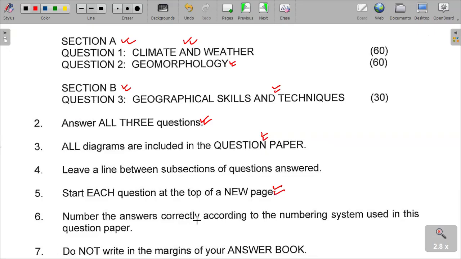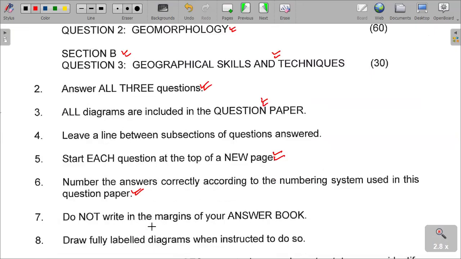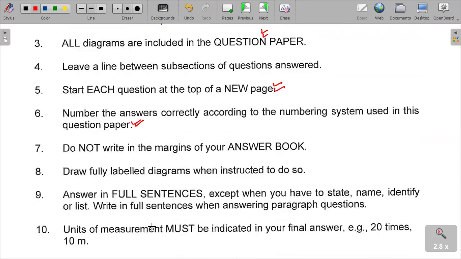Number according to the numbering system that has been used in the question paper. Please, this is very important. You might write quick and nicely and have good answers, but if your answers are not properly numbered, you may lose marks and you can fail the exam. Answer in full sentences, except when you have to state, name, identify, or list. So full sentences are required when you're answering these questions.